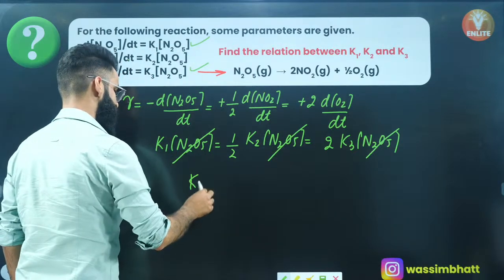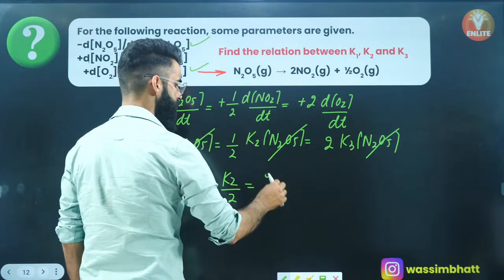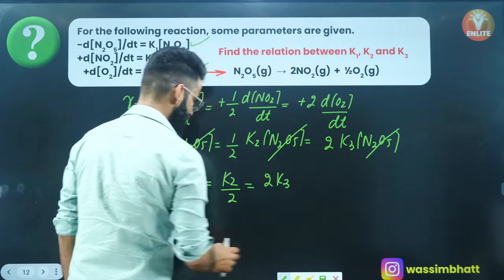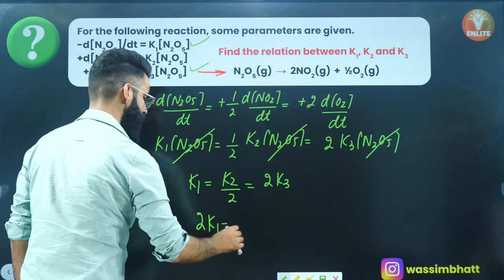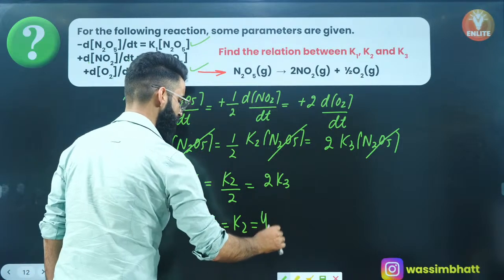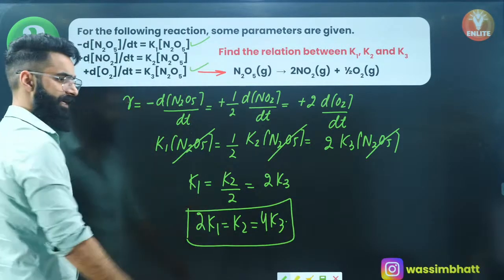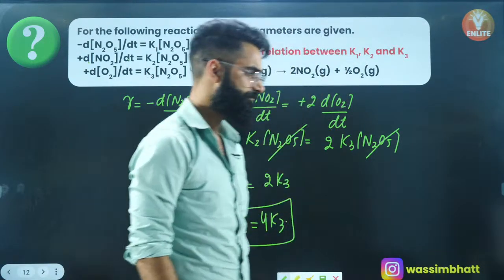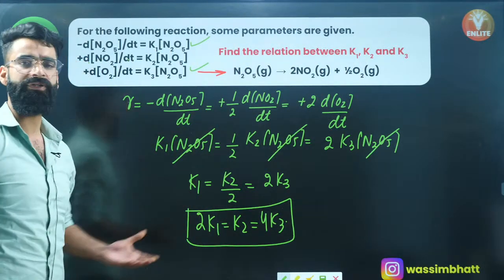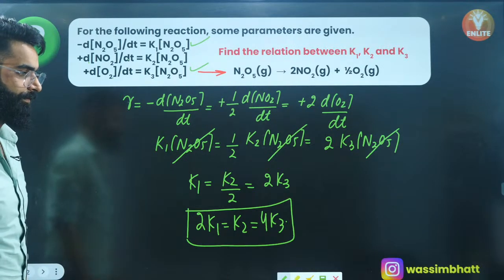So the final expression you'll be getting is K1 is equal to K2 divided by 2, which is equal to 2 times K3. Now, if I multiply throughout with 2, this becomes 2 times K1 is equal to K2 is equal to 4 times K3. So this is the relation between K1, K2 and K3 which I was supposed to calculate. Perfect? Clear to everyone? This is how you are going to approach this sort of equation, and do remember the approach from now onwards. Clear to everyone?